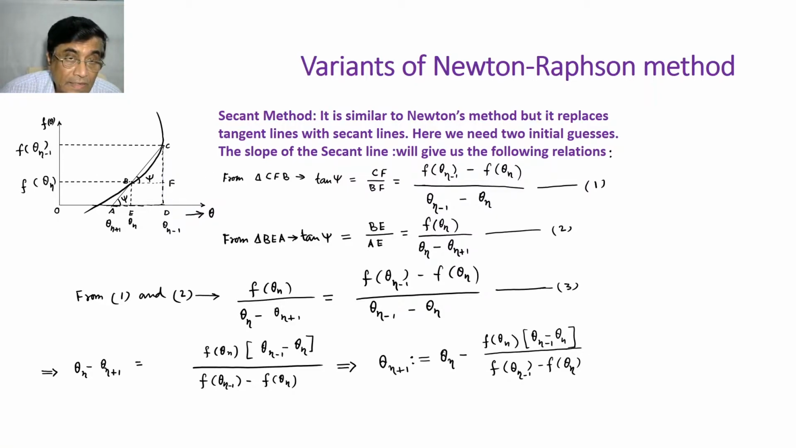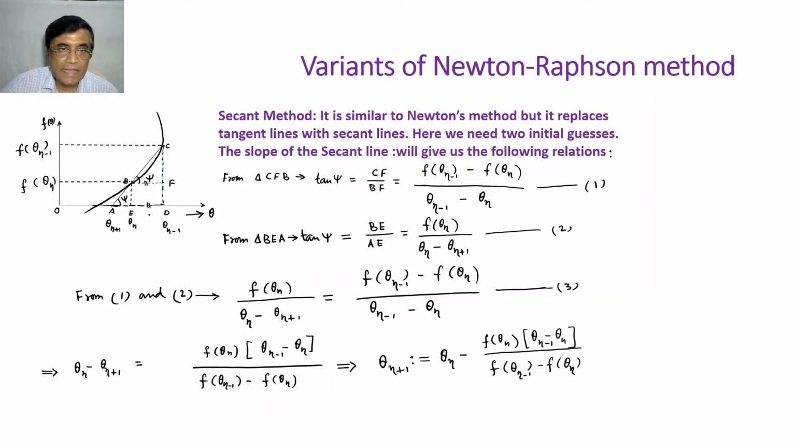So carefully you see, if I try to calculate the slope of the secant line, and I am considering this triangle CFB, and if this angle is psi, then of course this angle also will be psi, because these are two parallel lines. So tan psi equals CF divided by BF. CF is CD minus DF, that is f of theta n minus 1 minus f of theta n, divided by BF. BF is actually theta n minus 1 minus theta n. So this is tan psi.